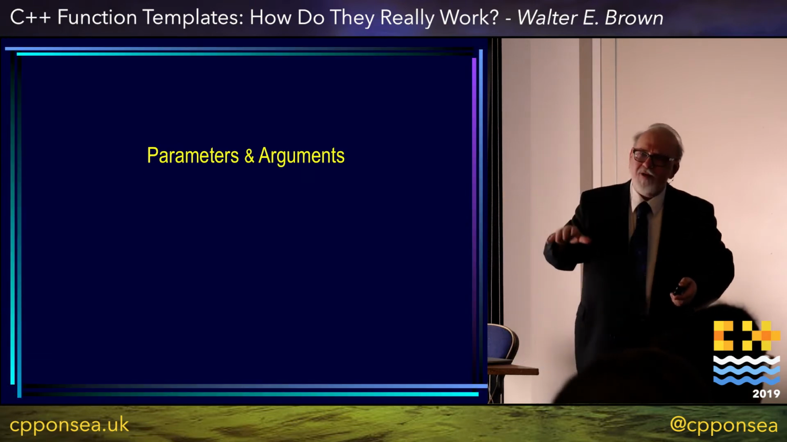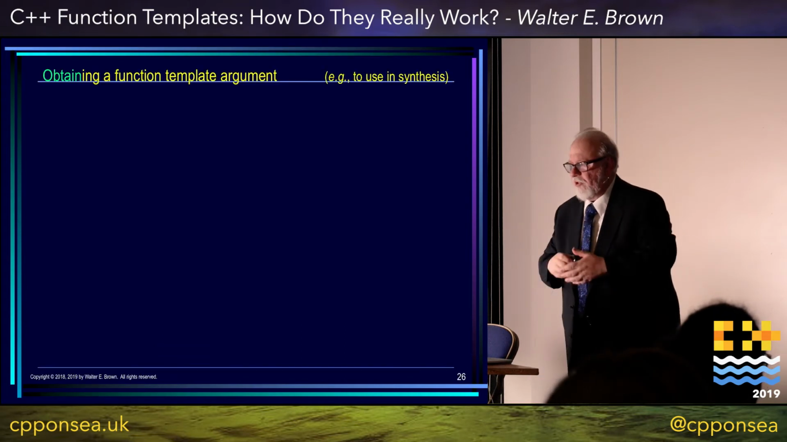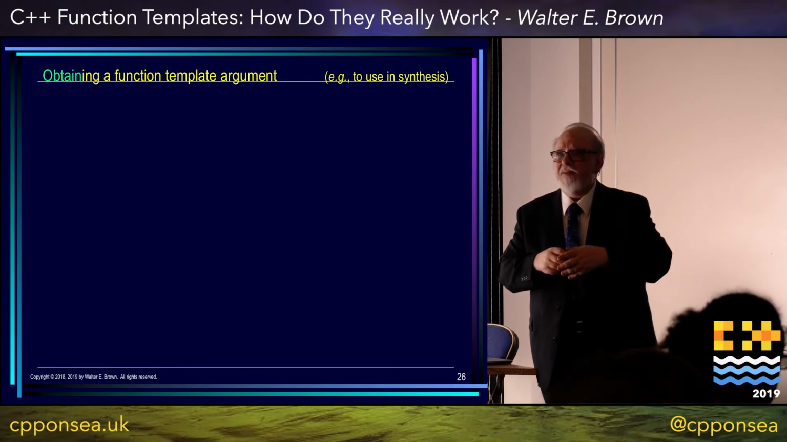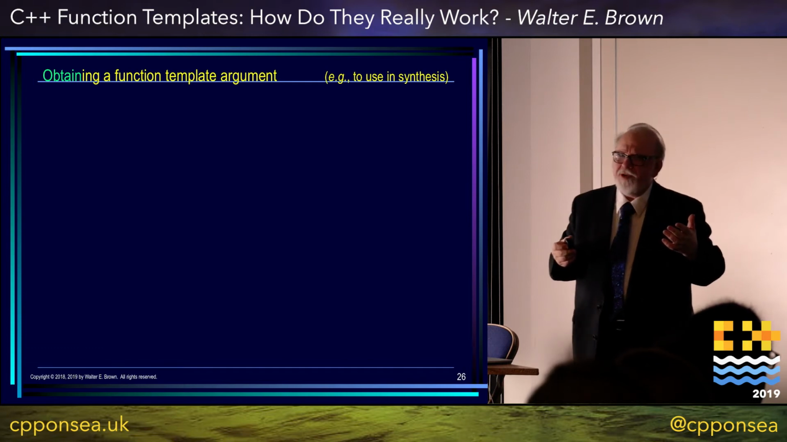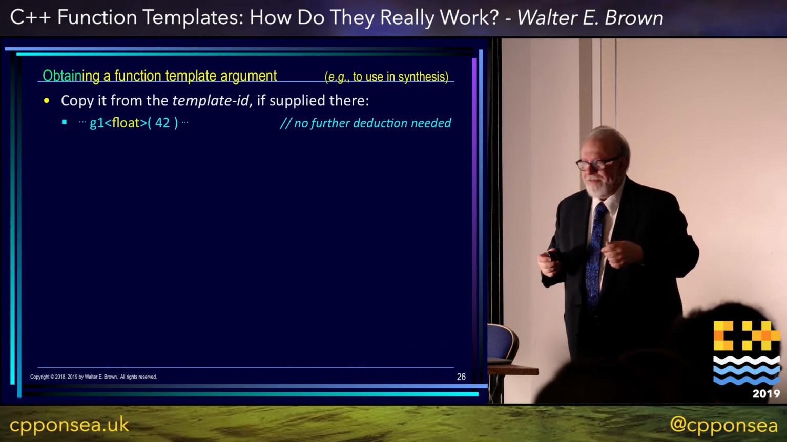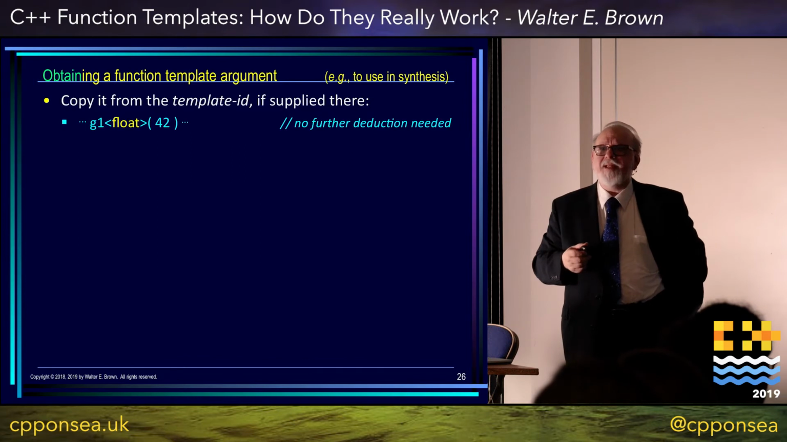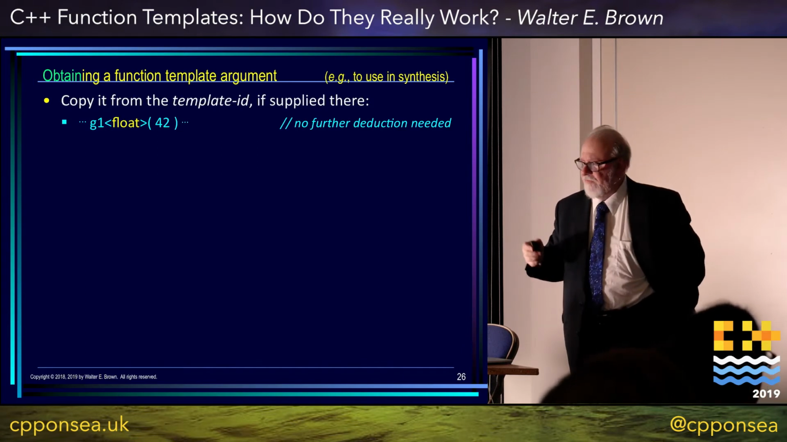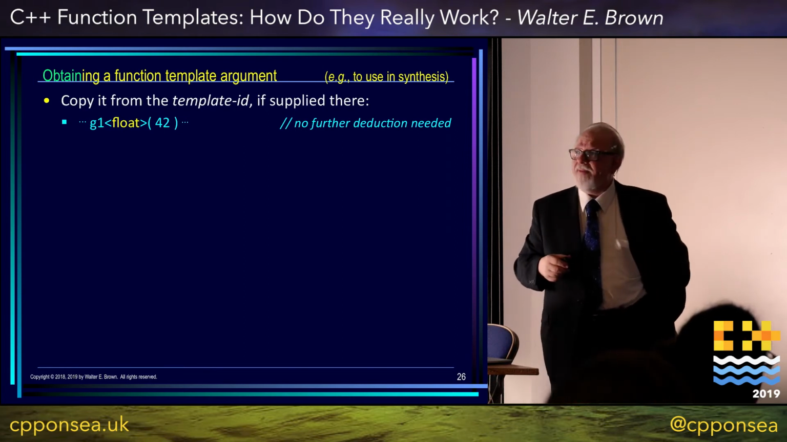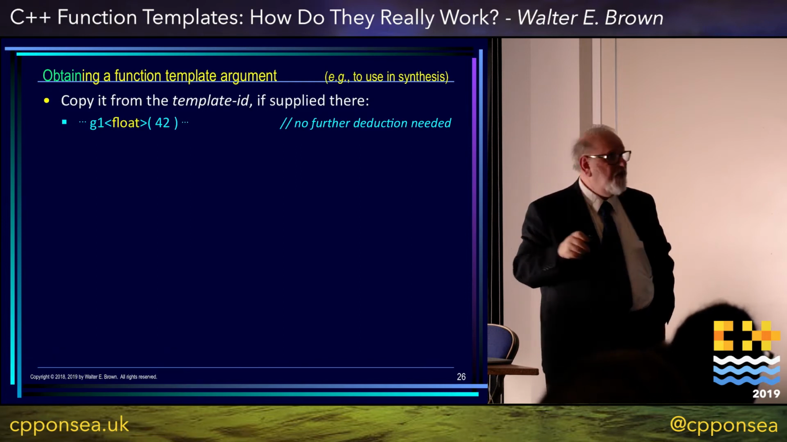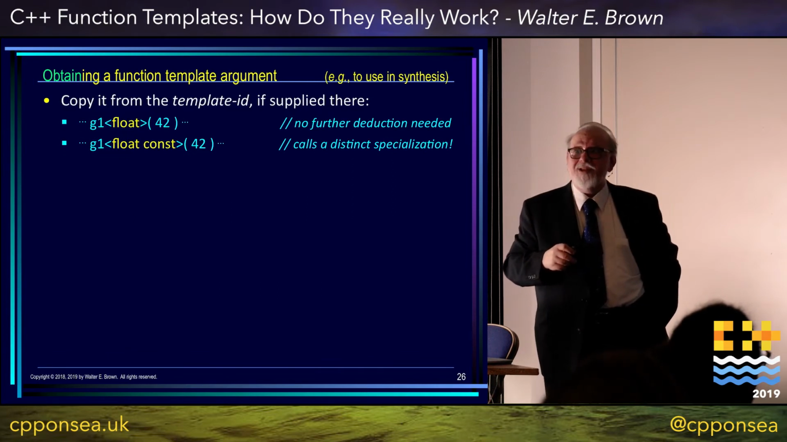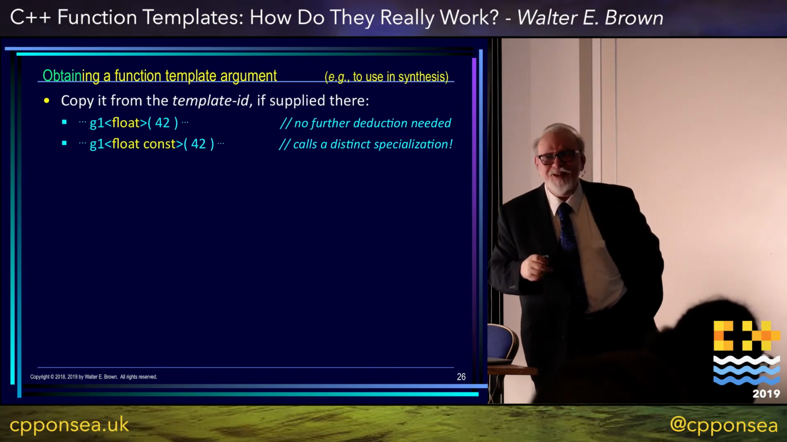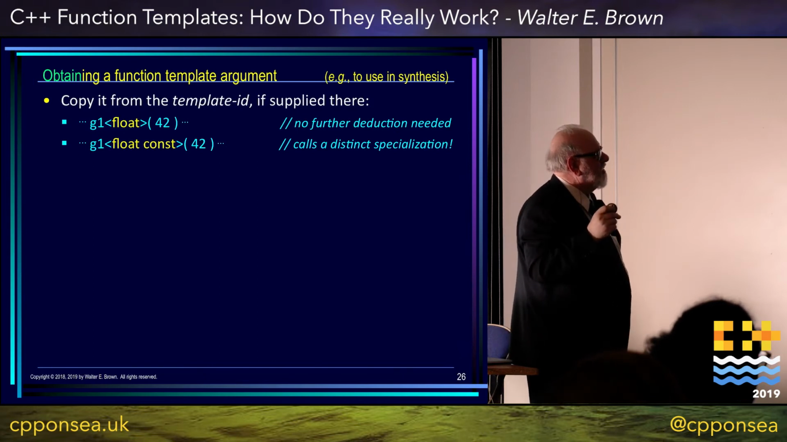All right, so some special topics now that all relate to function templates. Let's talk about parameters and arguments. An important step in the manufacture of declarations and definitions is obtaining the template arguments. How does the compiler do that? It's not easy. The first possibility is that maybe the programmer wrote it down explicitly. So here's a possible call to some function template G1. Says float. Okay, there's my template argument. I've got no work to do, I'll just copy it. Oh, and by the way, you can write that, and it's a different instantiation. It has the same function type, but it's a different instantiation. All right. Different specialization, I should say. All right. So that's case one.